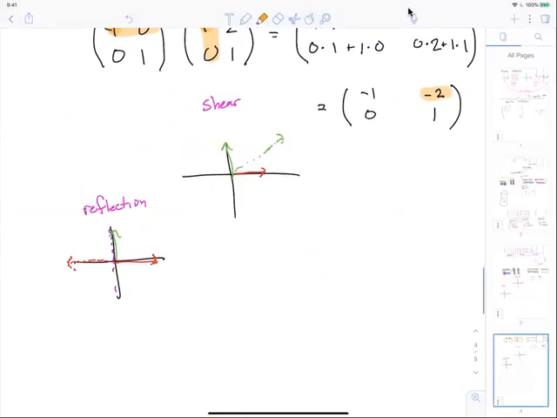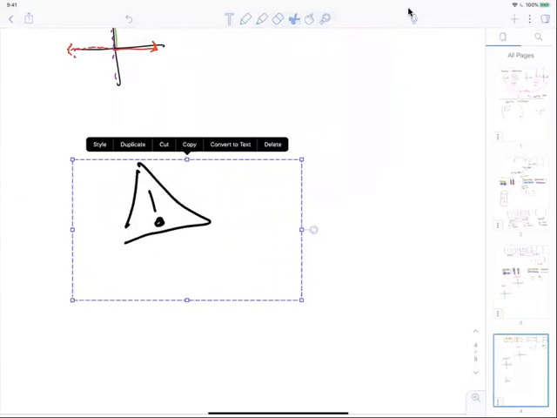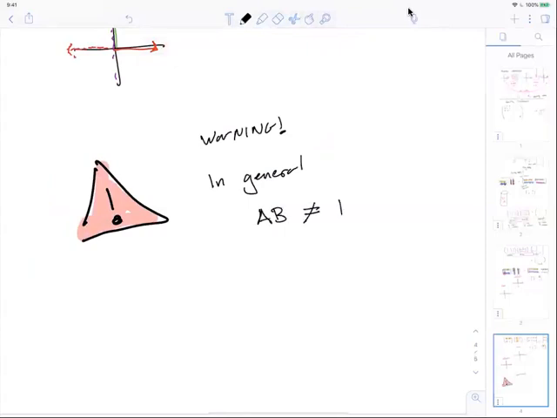So this is probably the biggest warning to have about matrix multiplication. So we're going to put this in a big warning box. In fact, we're going to enlarge this. Okay, we're going to make a big warning. All right, so the big warning is that in general, if you multiply two matrices, it is not the same as multiplying the reverse. So in math language, we say matrices don't commute.